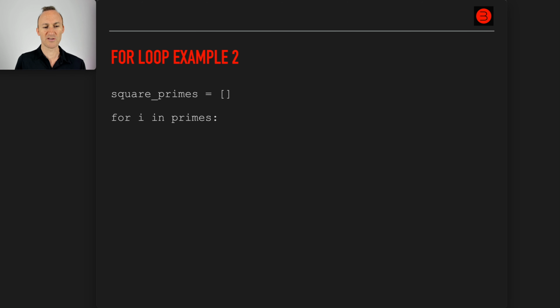So what are we going to do with each prime number? Well, we basically want to square it and then add it to the list square_primes, which we can do with the .append method. So square_primes.append, and that is the square operator: i asterisk asterisk 2. And then if we call the list square_primes, you can see that we end up with the first 5 primes, in this case, squared. Okay.